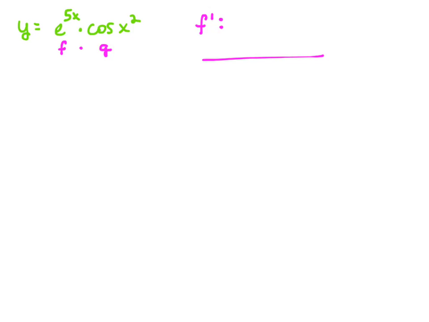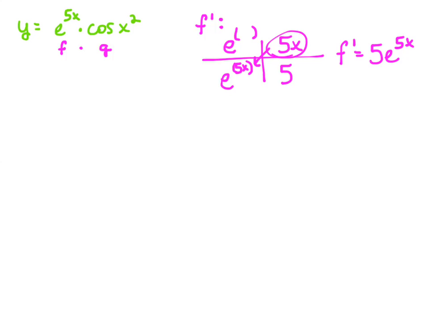So here's f prime. I'm going to do the little chart again. And my outside function, if I'm looking at f, it's e to the 5x. The outside function would be e to the something, and the something is 5x. So then I'll do the derivative. The derivative of e to the something is e to the something, and the derivative of 5x is 5. And then the something here is 5x. This should go into the something. So my f prime is equal to 5 times e to the 5x.